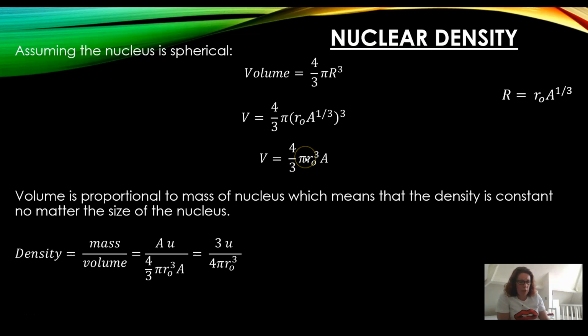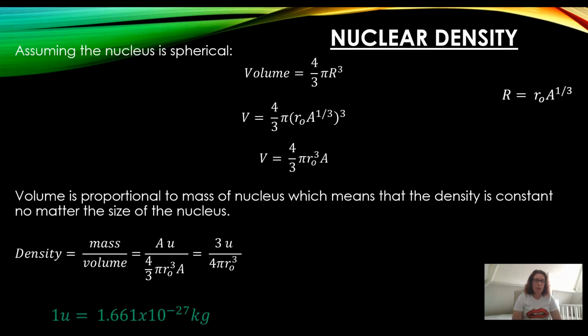These are all constants. So if we have a look at this, density is mass divided by volume. So the mass is A. To convert it into kilograms, you need to times it by U. So that's why that U is there. So A times U gives you the mass in kilograms, divided by 4/3 pi R0 cubed A. And if you notice, the A's cancel. So you get 3U over 4 pi R0 cubed. All of those things are constant. So the density is constant. So nuclear density does not change between different elements.